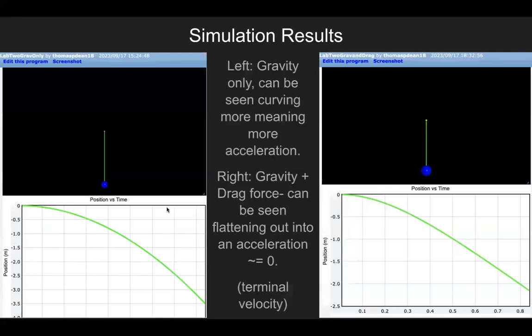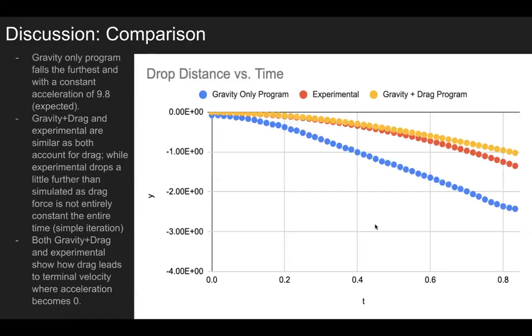The one on the left is gravity only. You can see it's continually accelerating as the slope continues to get steeper and steeper. But the right one, which is gravity and drag, flattens out and keeps a constant velocity by the end. That is what terminal velocity is. You can see the three stacked against each other here.